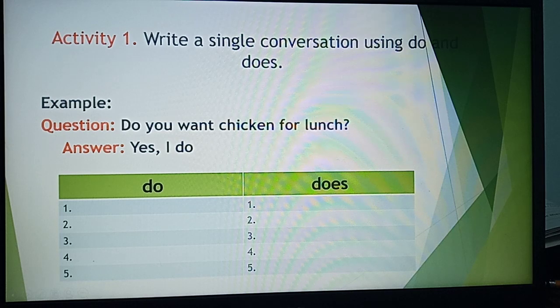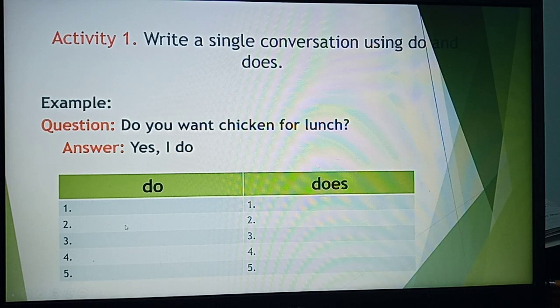For example, I made an example over here. Do you want chicken for lunch? Yes, I do. So you're going to write a question and then you answer it at the same time. That is for number 1.